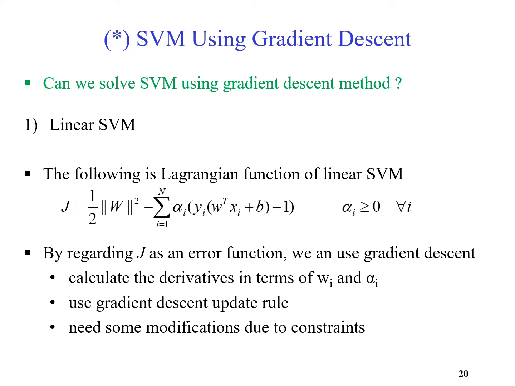In linear SVM, we construct this Lagrangian function and you take the derivative of J. So you get the slope, and using that derivative, you can use gradient descent. There are some restrictions here: when you update your data, you just watch out for these conditions. You need a little bit of modification, but generally speaking, you are able to use gradient descent in linear SVM.